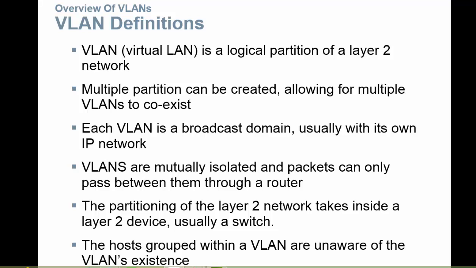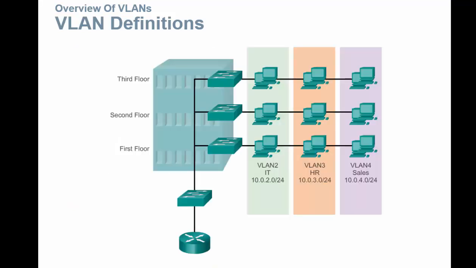And the hosts grouped within a VLAN are unaware of the VLAN's existence. They just think that they're on a regular LAN network. By having these VLANs set up, our network administrator can decide how to segment its networks. It can network it based on function, project teams, applications, without regard basically to its actual physical locations. Not everybody in a VLAN has to be located together.